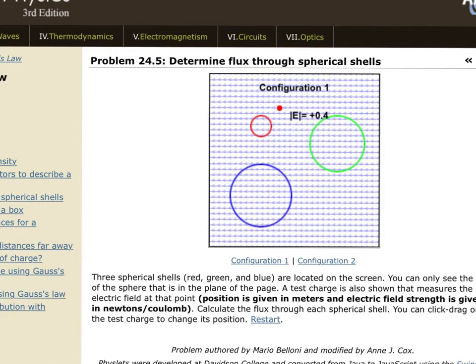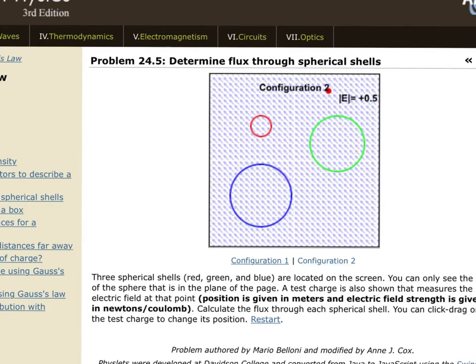Oh yes, there is configuration 2. And what's different about configuration 2 is the field value is different and the direction is different. But you should see that as you drag it around, it's actually not much different from configuration 1. So just do the same thing you did there.